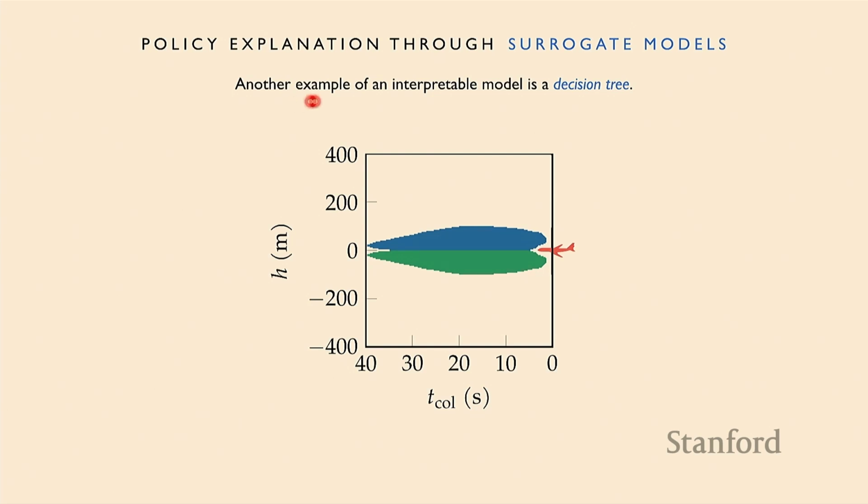Another example of an interpretable model is a decision tree. So we're back to our collision avoidance policy here, and we can now try to train a decision tree to approximate this policy. I'm not going to explain how you train decision trees, but there are nice packages out there to do that for you. There's one in Julia called DecisionTree.jl.